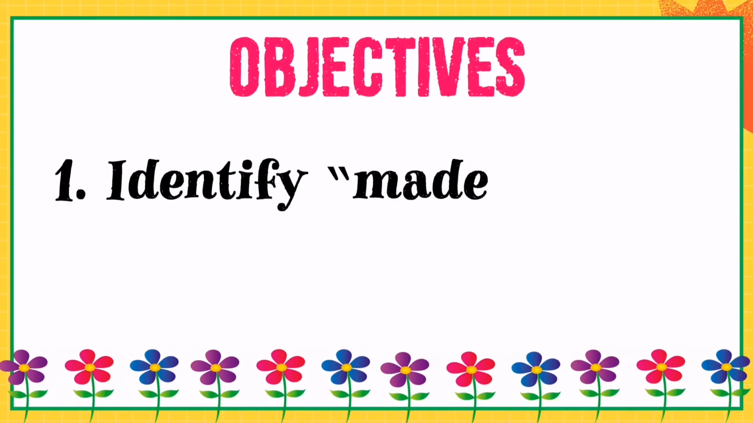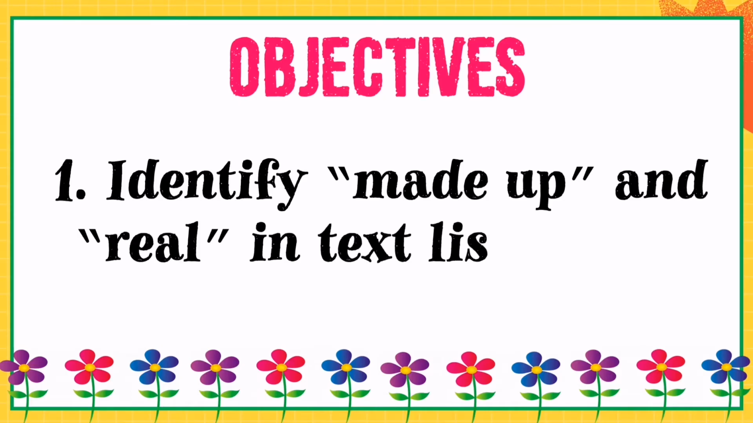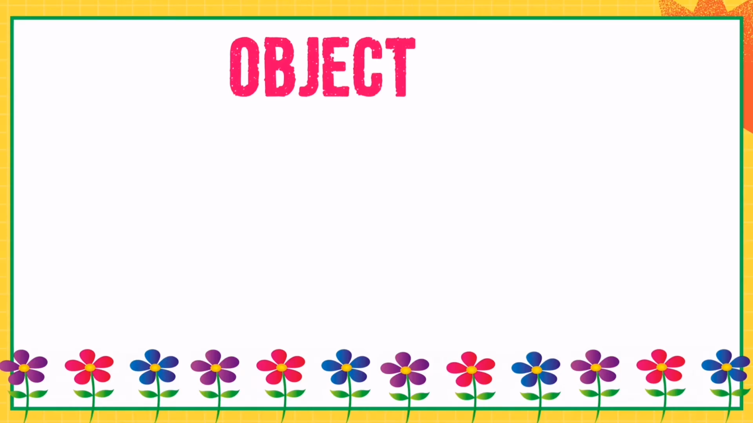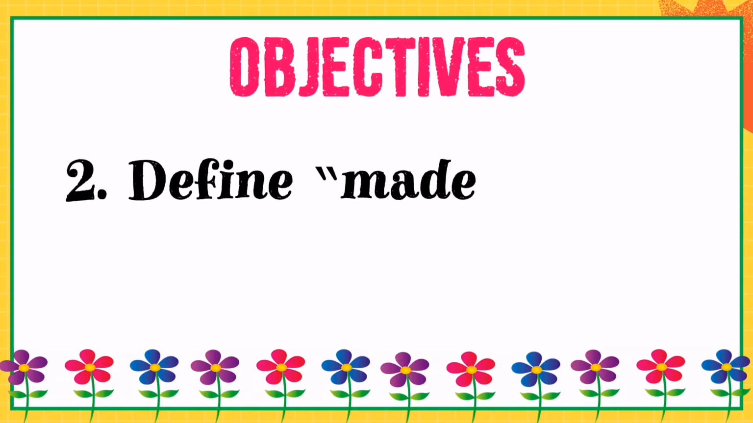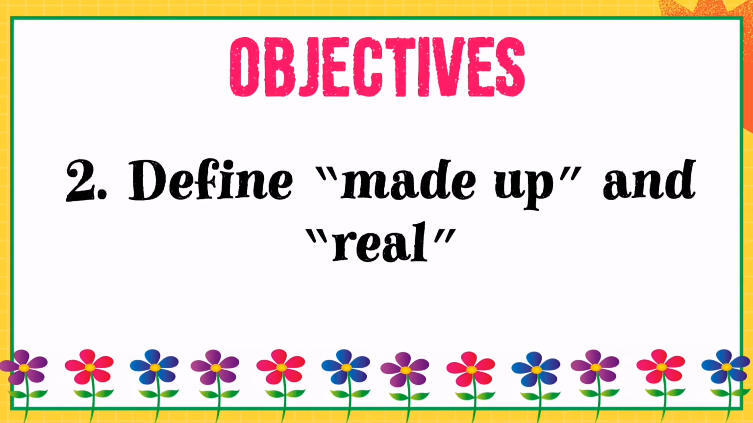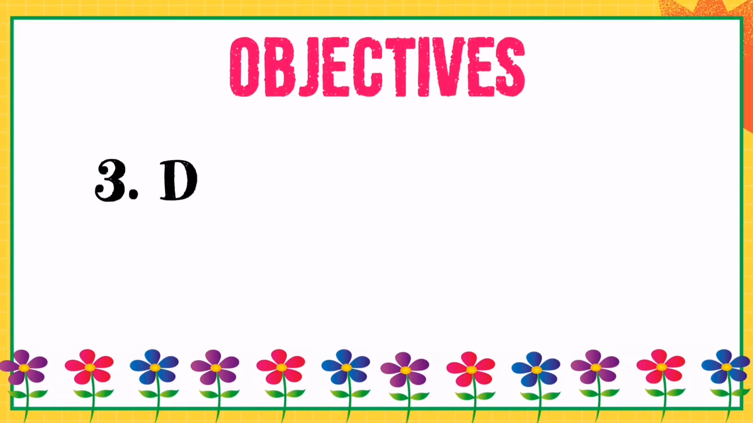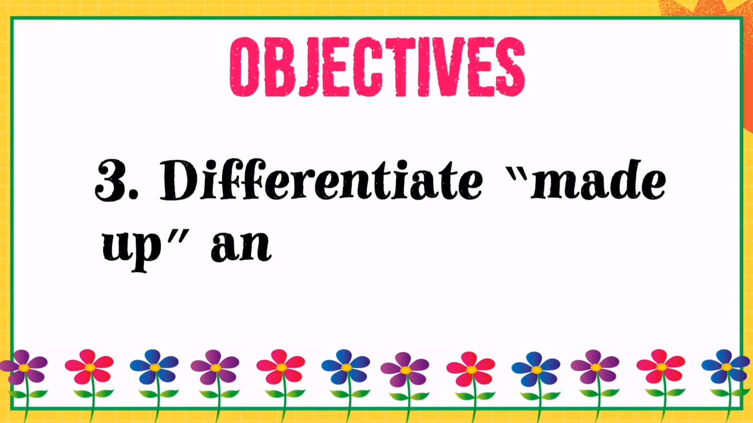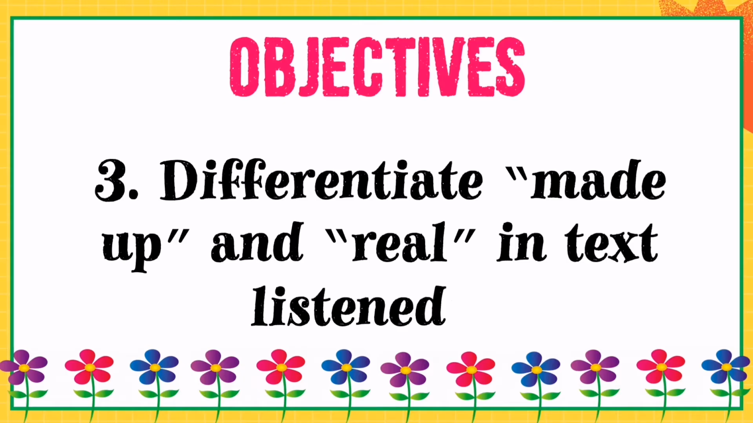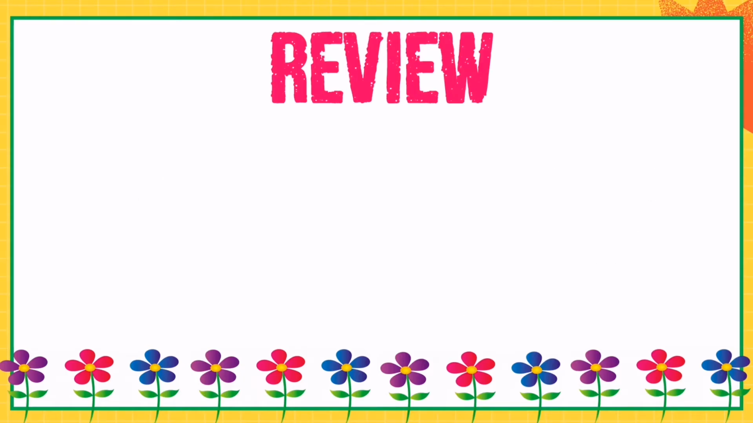Objectives. Number 1. Identify made up and real in text listened to. Number 2. Define made up and real. Number 3. Differentiate made up and real in text listened to. Let's begin! Welcome again to our online class. But first, we will be having our review.